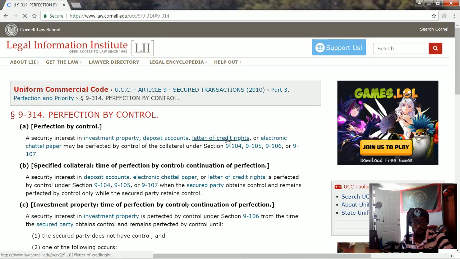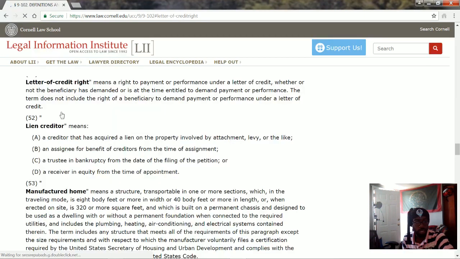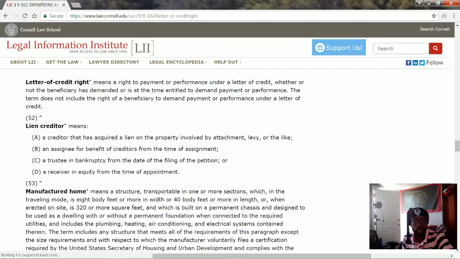I'm learning some stuff too as we're going through this. Let me look this up real quick. Letter of credit rights means a right to payment or performance under a letter of credit, whether or not the beneficiary has demanded or is at the time entitled to demand payment or performance. The term does not include the right of a beneficiary to demand payment, but it means the right to payment or performance under a letter of credit.